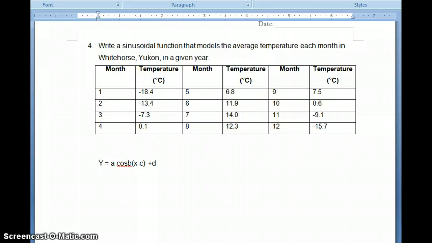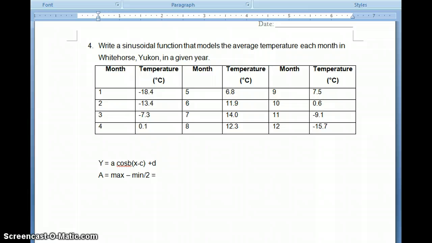And so what we need to do is find a, b, c, and d. If you guys recall, our a is equal to our amplitude, which is equal to the maximum value minus your minimum, all divided by 2. And remember, it's the amplitude, so it's going to be an absolute value distance. So just remember, it's always that positive value.